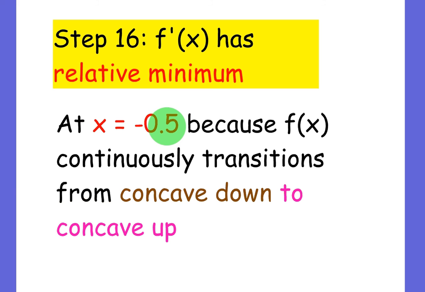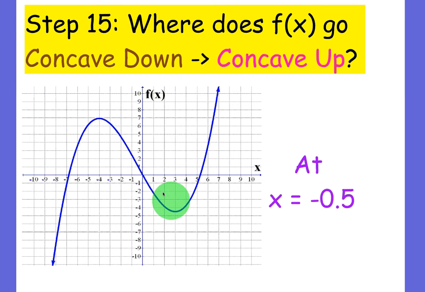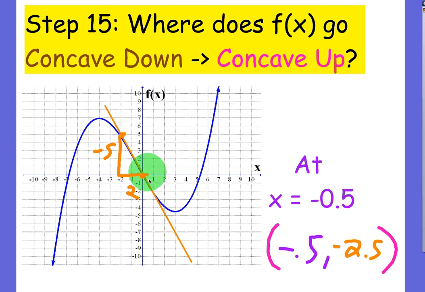So at x equals negative 0.5, we figured out it had a relative minimum. But again, we might want to figure out what the slope of the tangent line is here, because then we can get a more accurate y value. So let's take a look. Okay, so what I did was I actually estimated the slope of the tangent line at negative 0.5. I found 2 points on that line and found the slope to be negative 5/2, so negative 2.5.